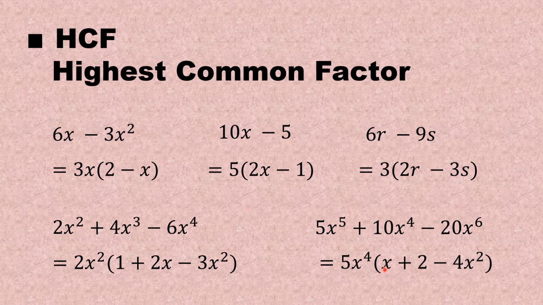5x to the power 5 divided by 5x to the power 4 is just an x, plus 10 divided by 5 is 2. x to the power 4 divided by x to the power 4 is 1. 2 times 1 just stays 2. Negative divided by positive is a negative. 20 divided by 5 is 4. x to the power 6 divided by x to the power 4 is x to the power 2. Okay, and there it's fully factorized.